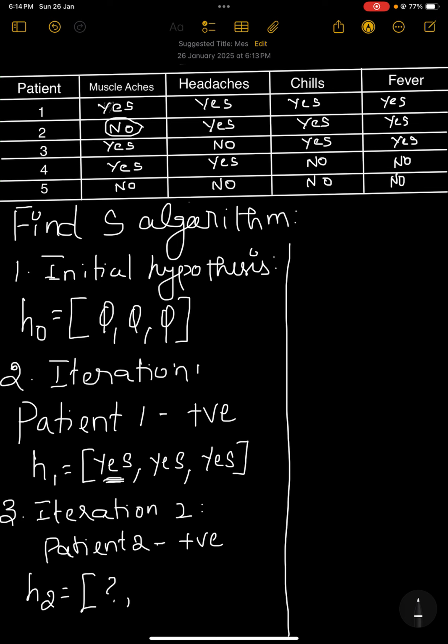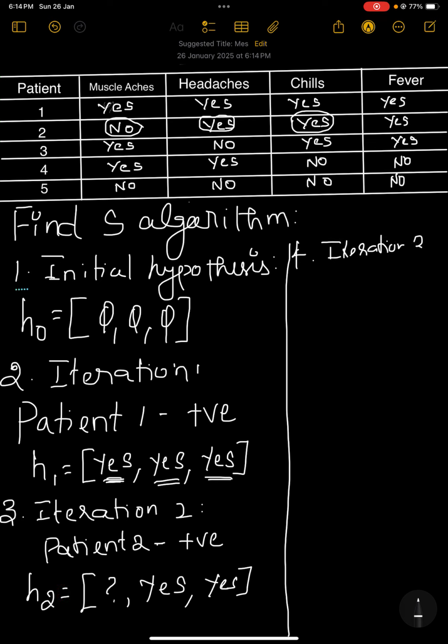And next, the second value, the headache value. For the second patient, the headache value is S. It should be compared with the H1 value S. Both are same, so we'll be retaining the same value here. And for patient 2, the chills value is S, and in H1 also we have the same value S. Since the value is same, we'll be retaining the same value. So now we'll be moving on to iteration 3.